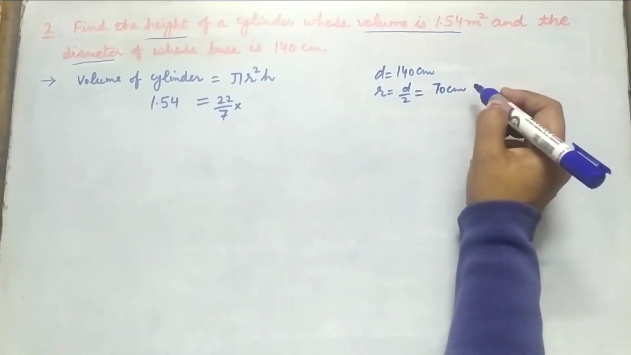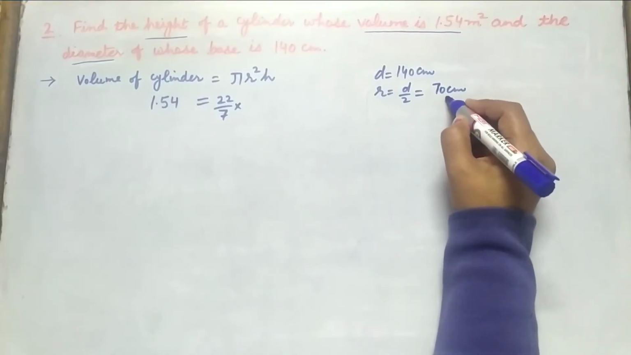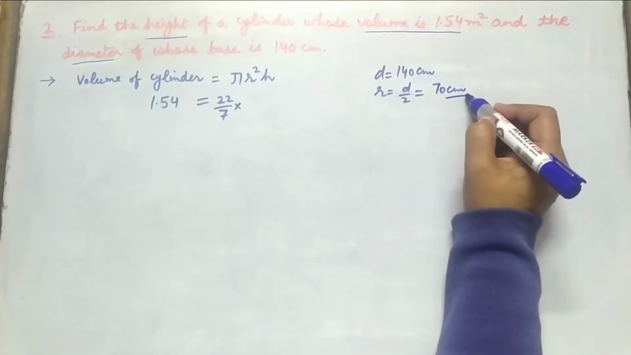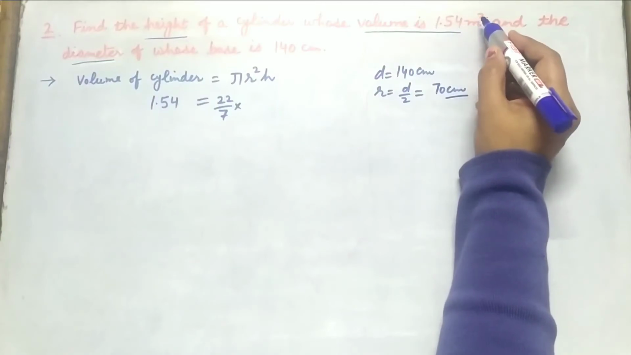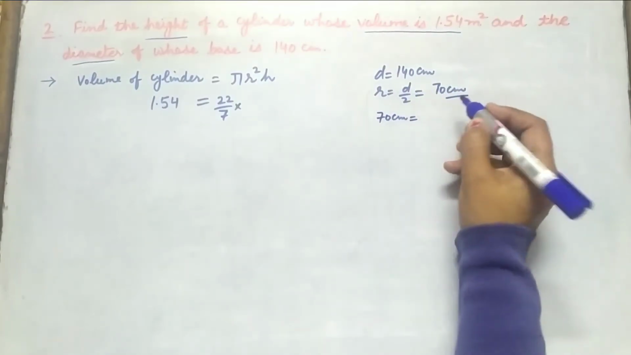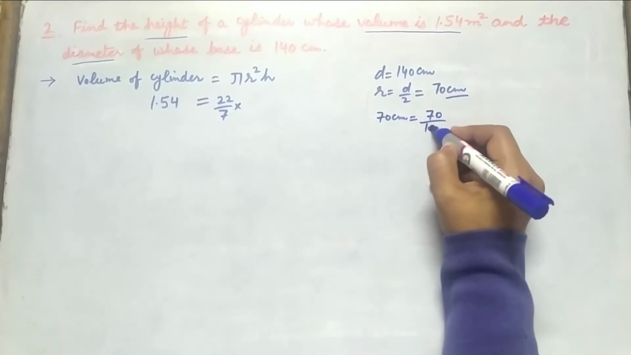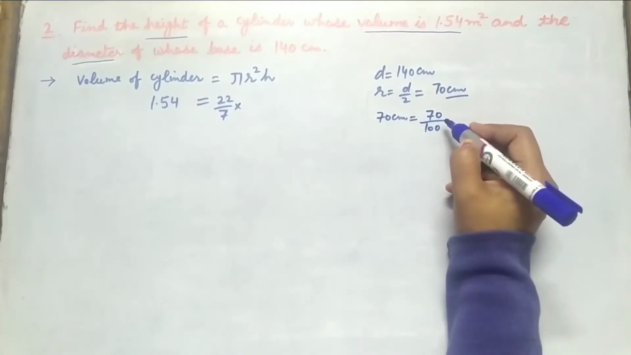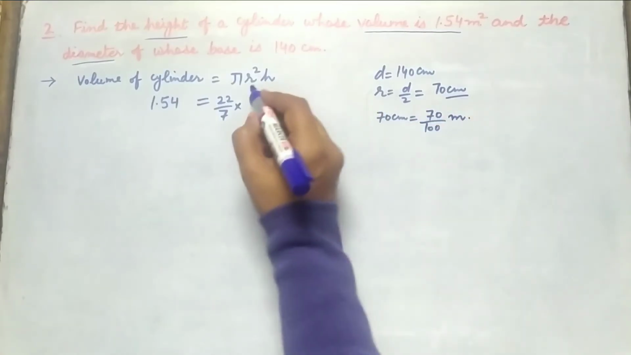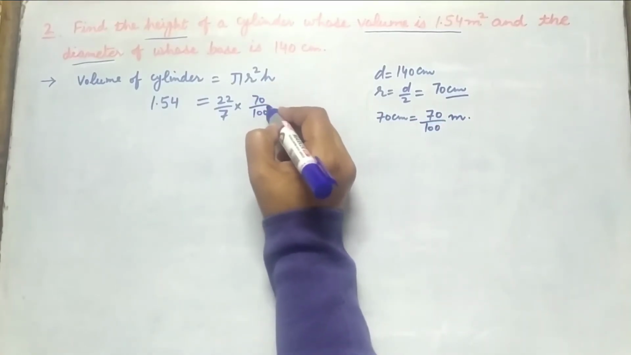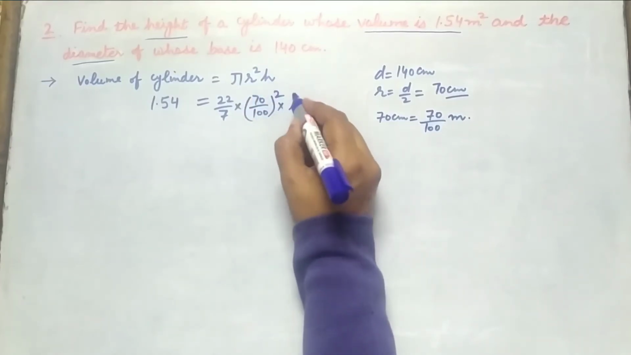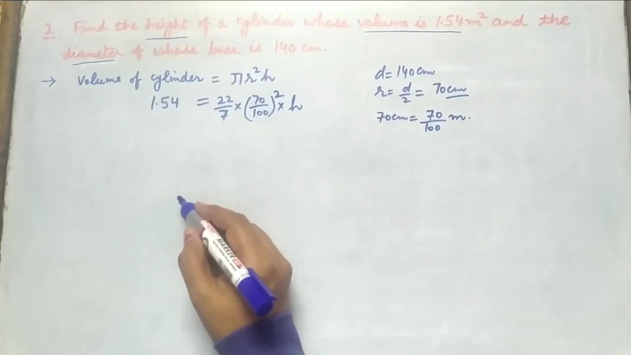Again, one more thing to notice is the units. R has the unit centimeter and the volume is in meters. So we are converting 70 centimeter into meters by dividing by 100. 1 meter equals 100 centimeter. So now it is in meters. Radius is 70/100, r square, into h. H is our question. We have to find the height.